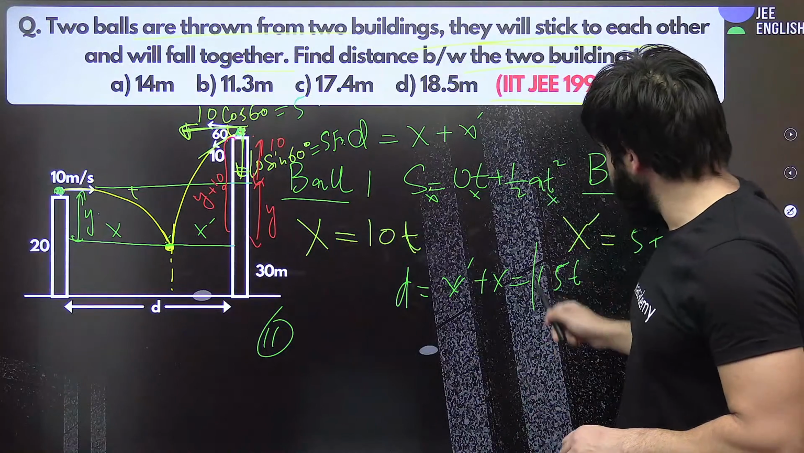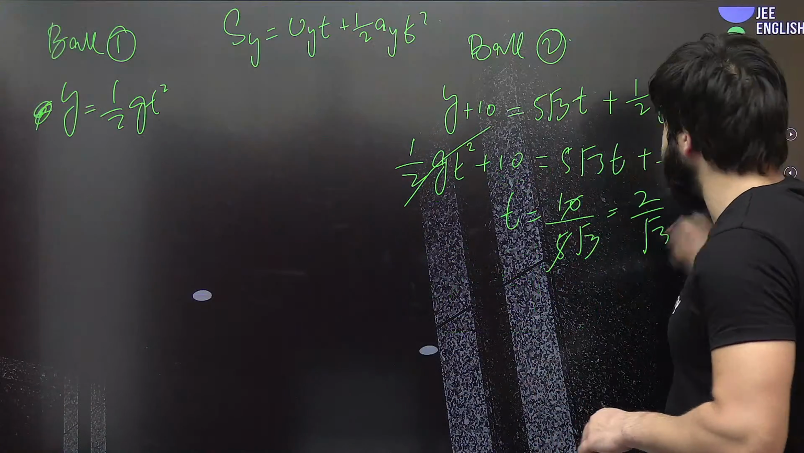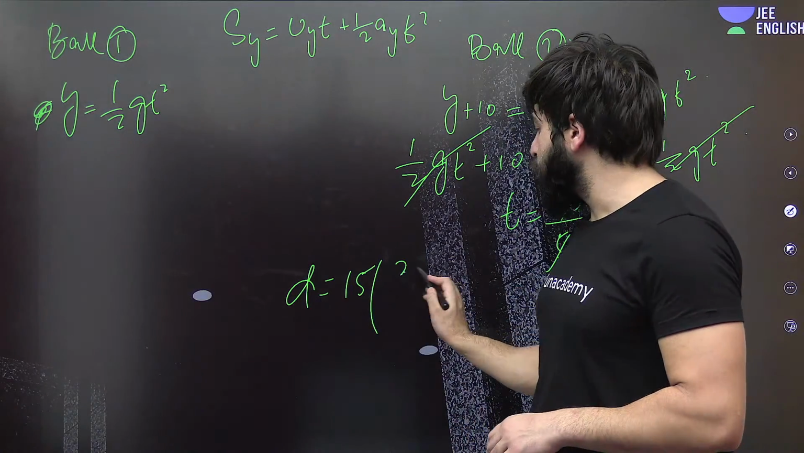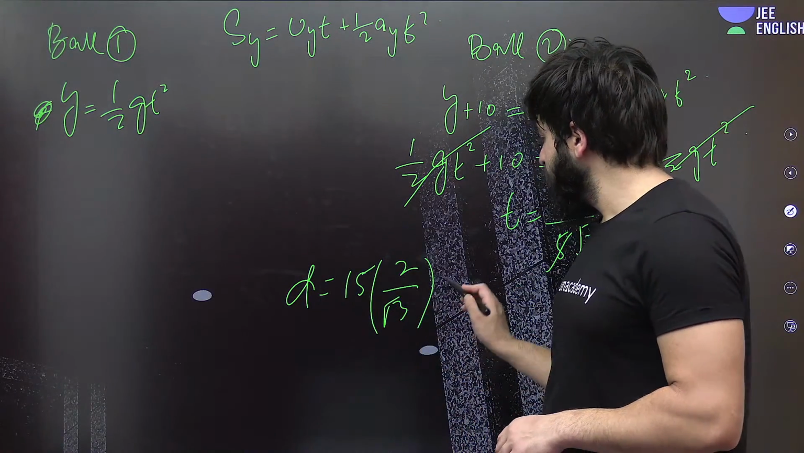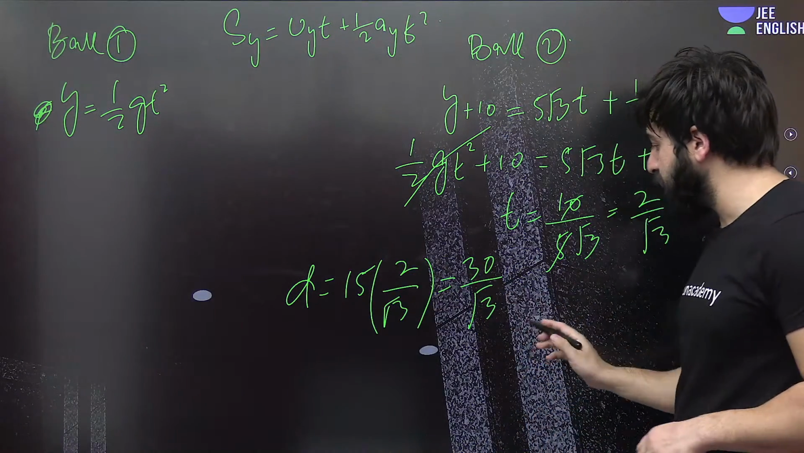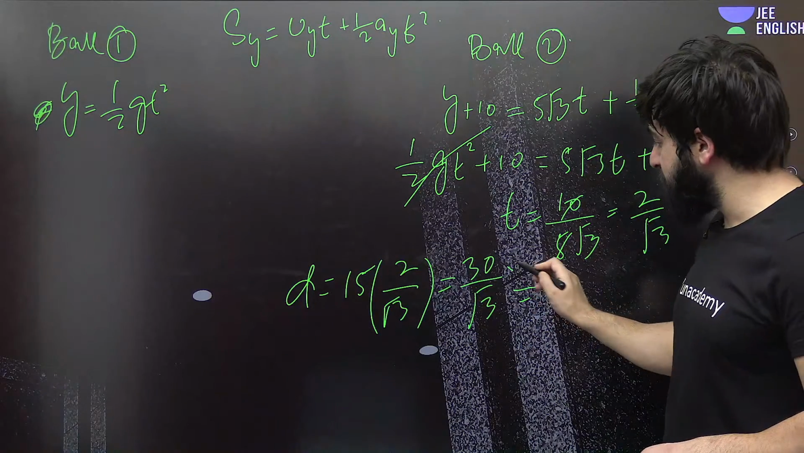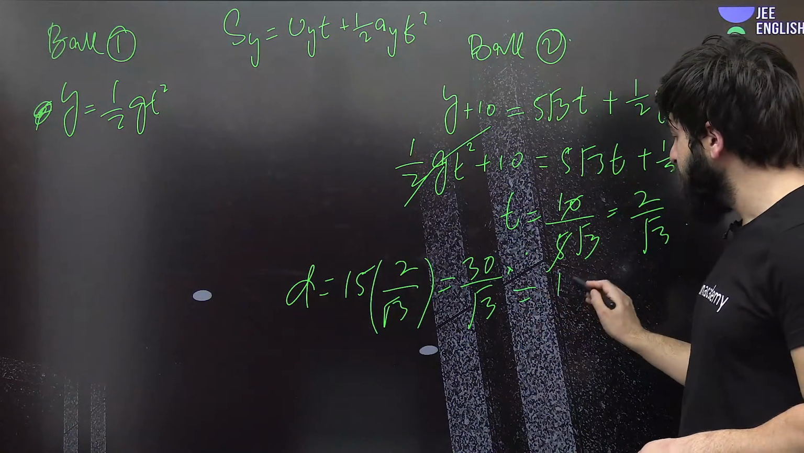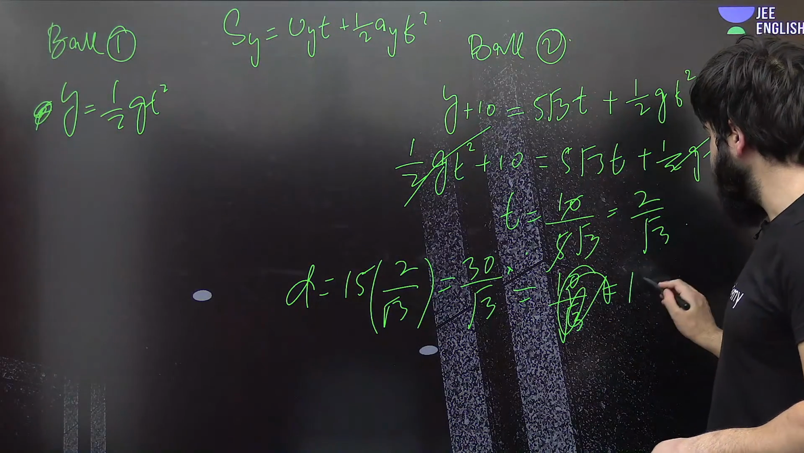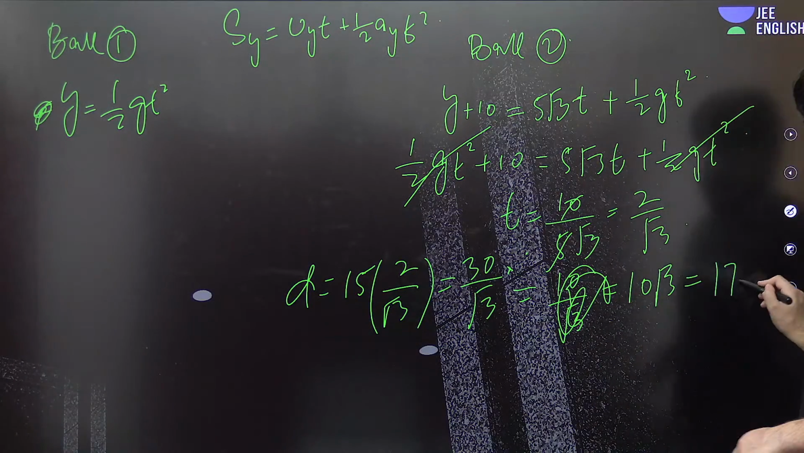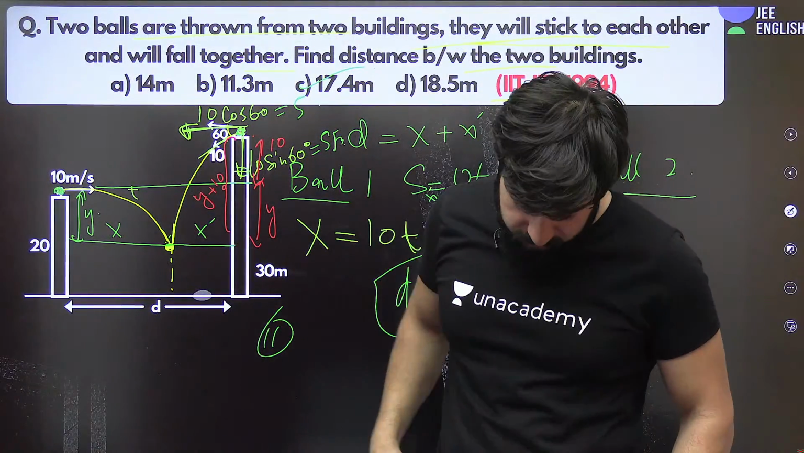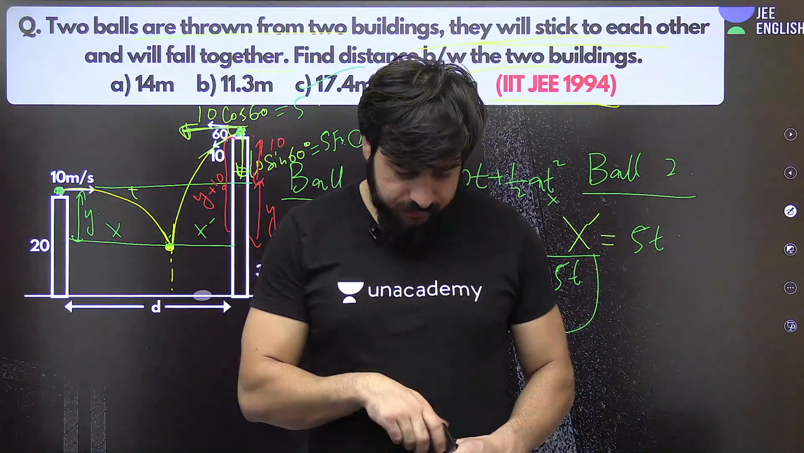So this distance is basically 15t. So can I just write this is nothing but 15 into what is time? 2 by root 3. It is 30 by root 3. Okay, 15 times 2 by root 3, 30 by root 3. This will be nothing but 10 root 3 when you multiply by root 3. Sorry, 10 root 3. So 10 root 3 will come out to be 17.7 something. So we can take this option, approximately 17.4. Clear? This is clear?